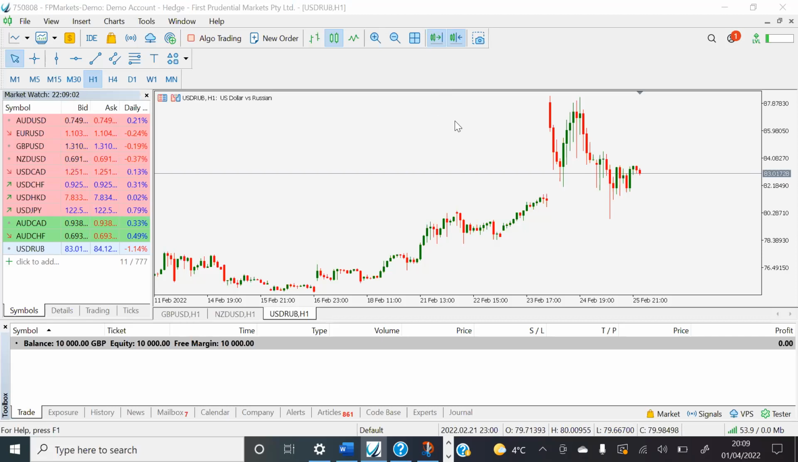Yeah. So as we can see now, the US dollar is the base currency and the ruble is the quote currency there. So if we say we're going to buy the USD ruble, then we're expecting the US dollar to go up and the ruble to go down. That's basically what we're saying. So let's go to the Euro USD.